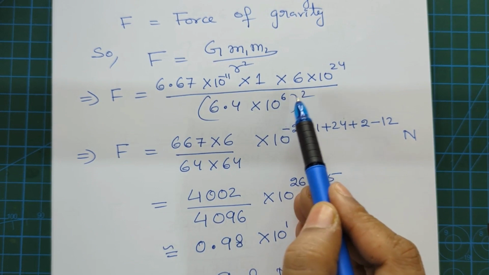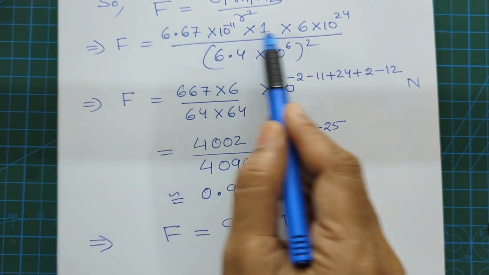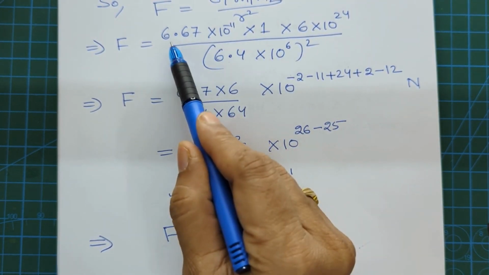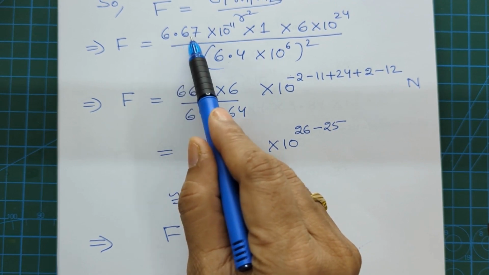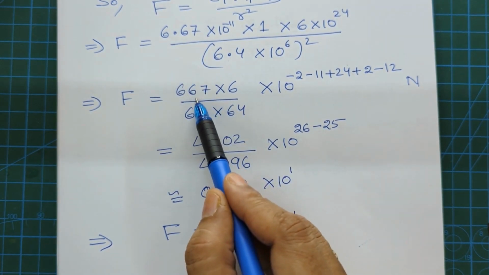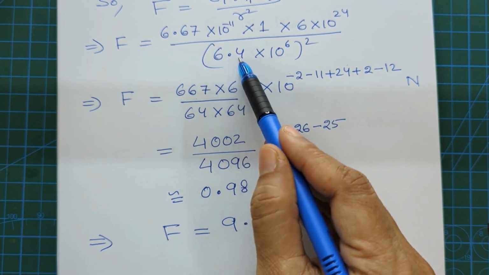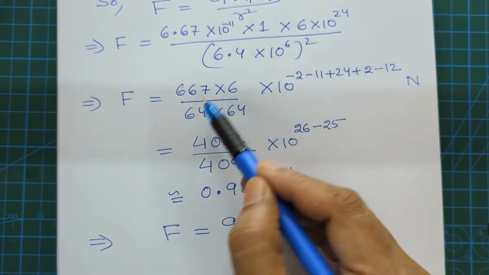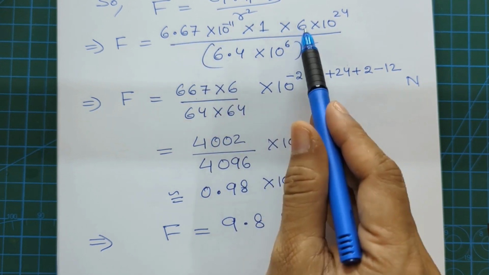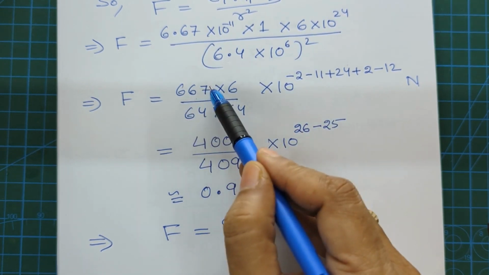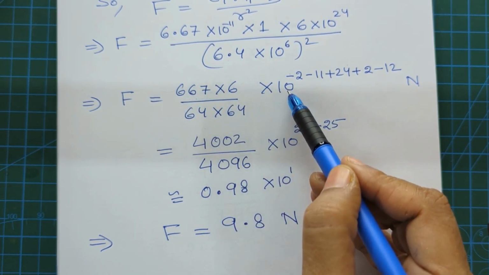How to solve? To solve, we have to place all the numbers together without decimals. So 6.67 is 667 into 6, in the denominator 64 into 64 square. So I collected all the numbers together in one stock and then have a collection of 10 to the powers.